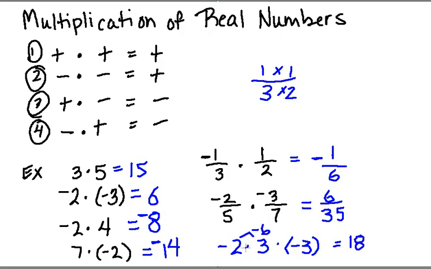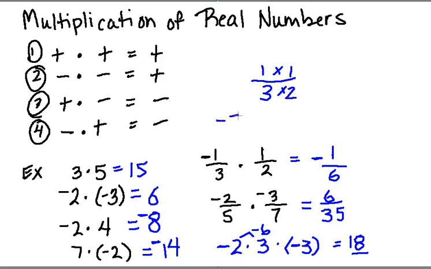As a double check, I can count the number of signs. Here I have 1, 2. If I have an even number of negative signs, then my answer is going to be positive. If I have an odd number of negative signs, then my answer is going to be negative. Let's try one of those.